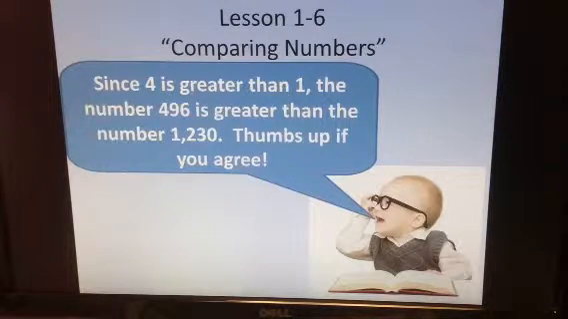This baby says, since 4 is greater than 1, the number 496 is greater than the number 1,230. My students put their thumbs up if they agreed. I was surprised by how many students were tricked by this. Think about it carefully and pause the video if you need to before you give your answer.